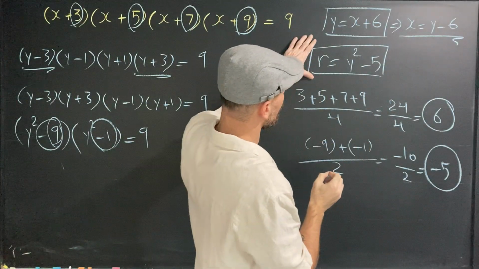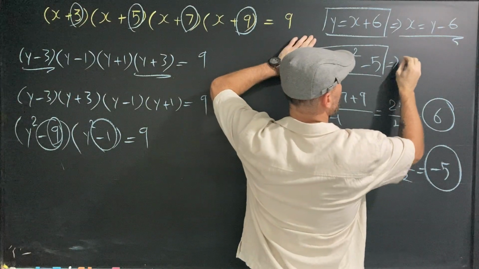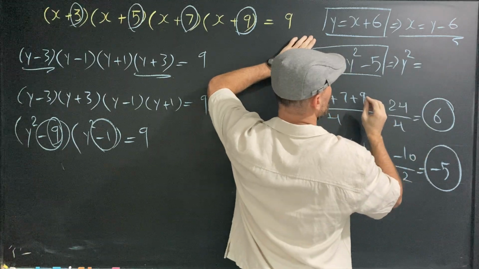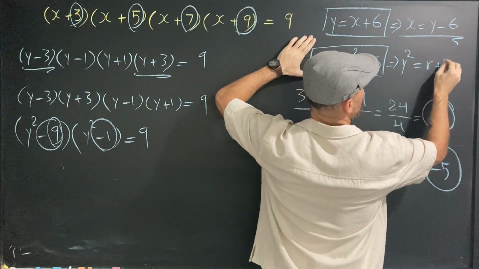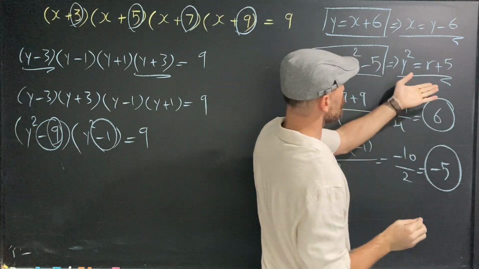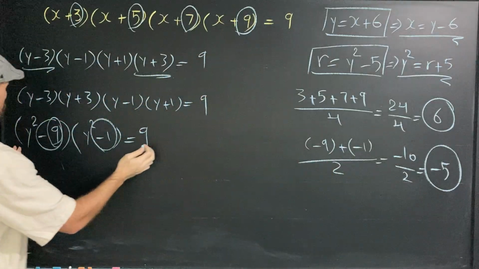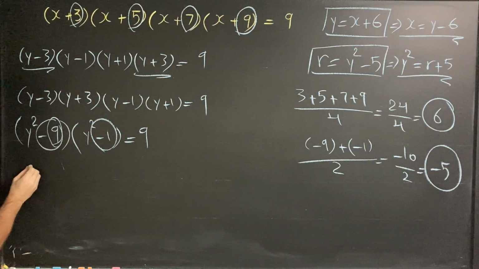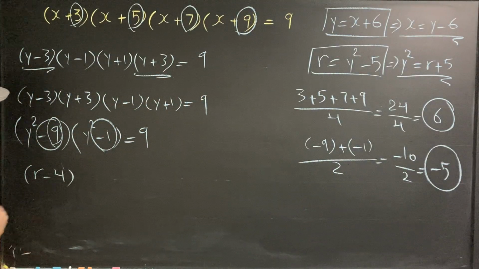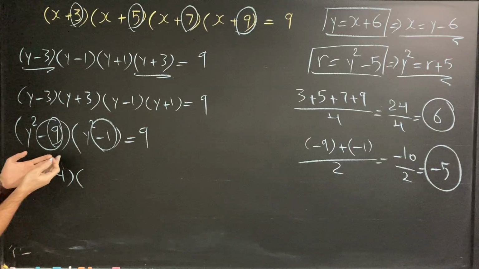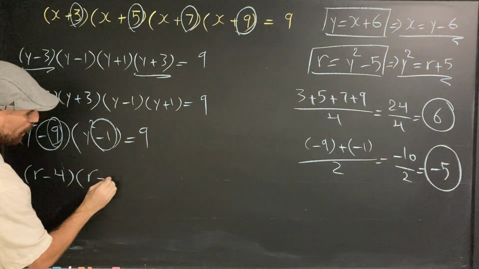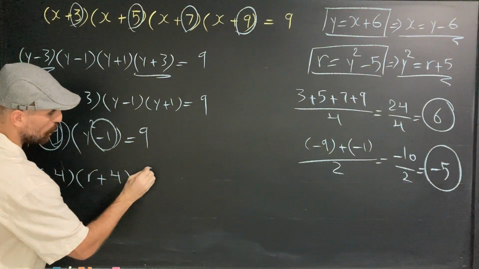Again, we need to work on this. From here, the value of y squared is going to be r plus 5. So let's use it and rewrite our equation. R plus 5 minus 9 or r minus 4. R plus 5 minus 1 or r plus 4 equals 9.